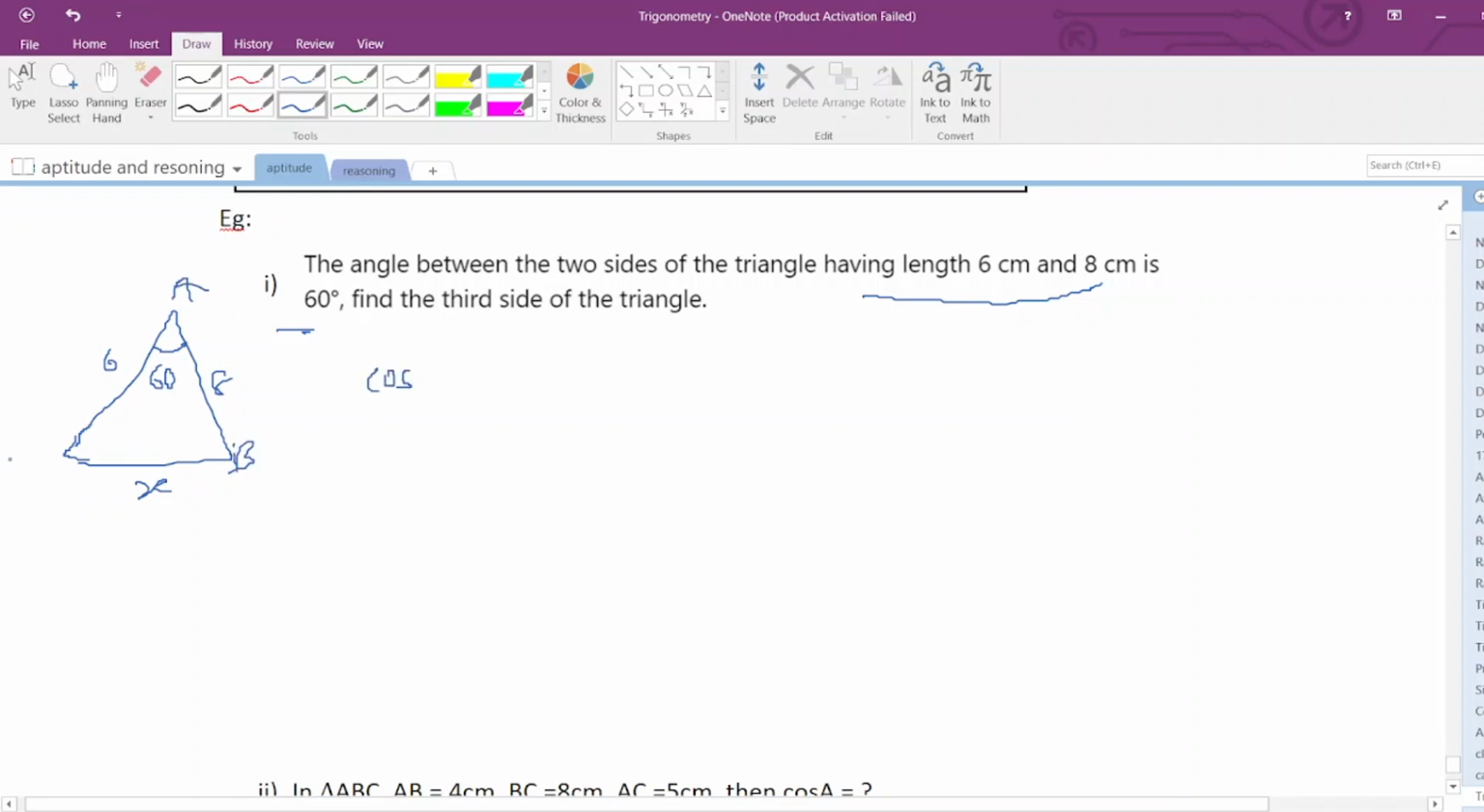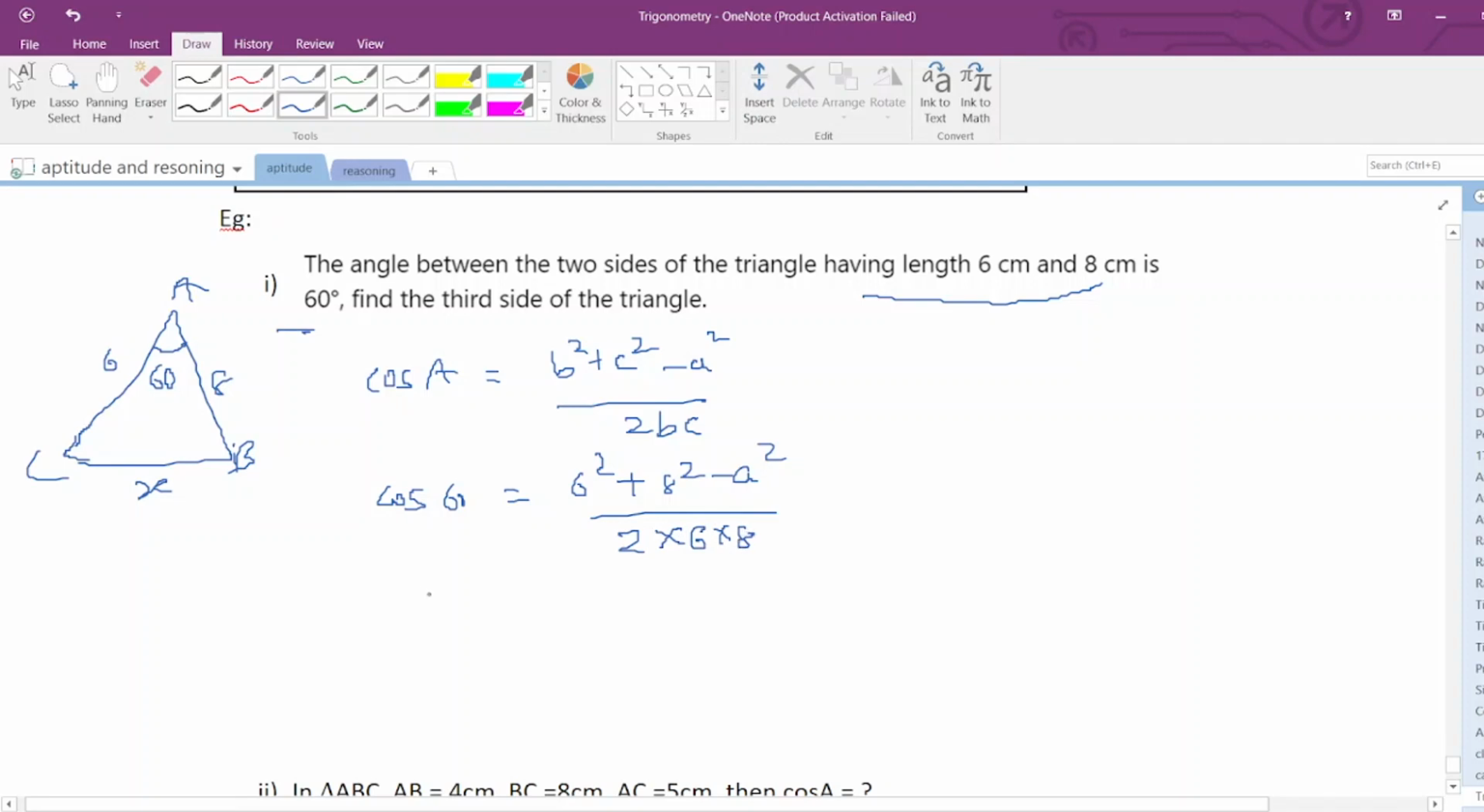Let's suppose ABC. So take the cos A formula. cos A is equal to, for small a we replicate a square, the remaining two with plus, replicate, by 2bc, correct? Here cos A is equal to cos 60. So cos 60 is equal to b and c, 6 square plus 8 square minus a square, we don't know a, so keep a square the same, by 2 into 6 into 8, correct. So cos 60 is equal to 1 by 2, 6 square is 36 plus 8 square is 64 minus a square by 96.